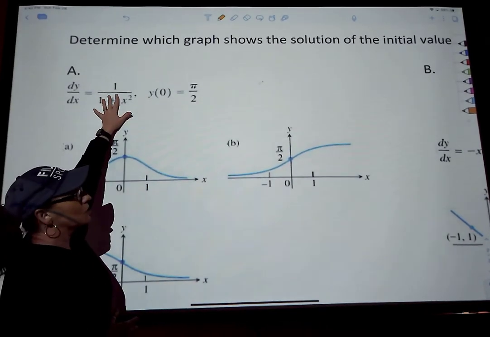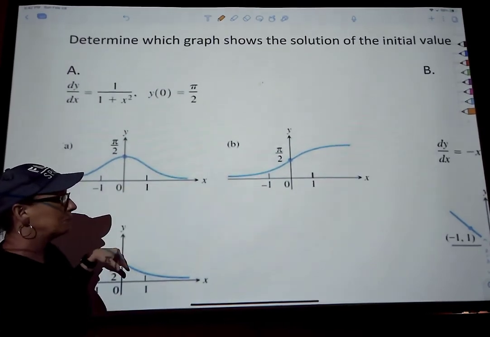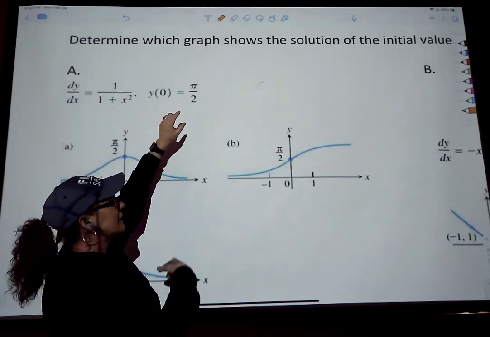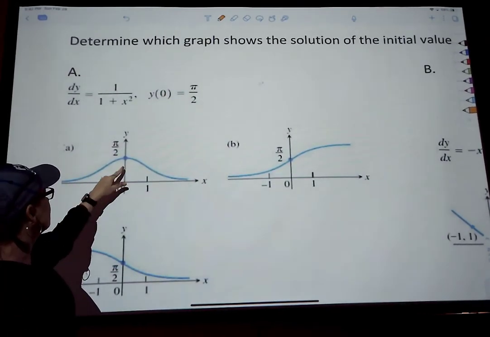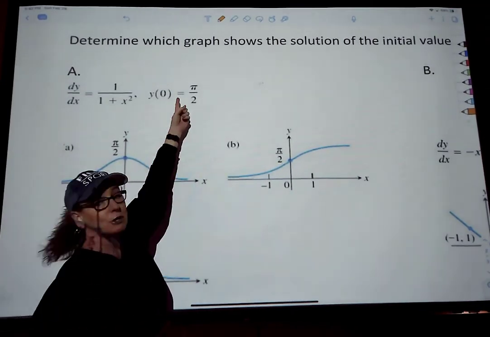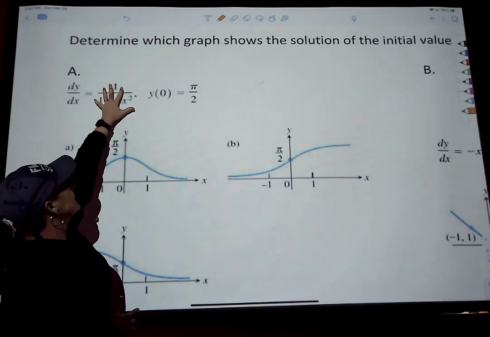This represents the slope of y. This represents a point on y. Which one of these could be our y graph? The first thing I would do is the easiest. Rule out any that don't pass through the point 0, pi over 2. 0, pi over 2, 0, pi over 2, 0, pi over 2. Well, that was pretty much useless. Okay, can't rule any out. Now let's look at slopes.